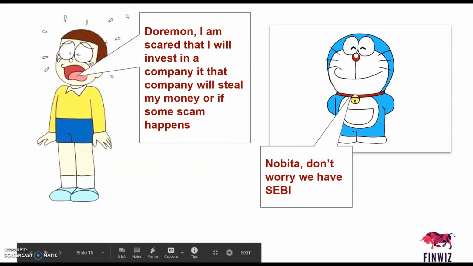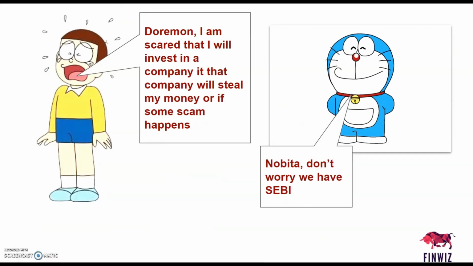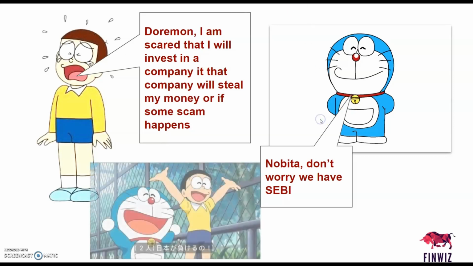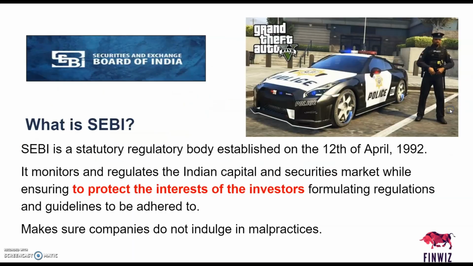Now here Nobita is scared that if he invests in some company, what will happen if that company steals all his money or does some kind of scam. So Doraemon comes to the rescue of Nobita and says that don't worry, we have SEBI for all such things. And they both look happy. Now what is SEBI? That we will come to know in the next slide.